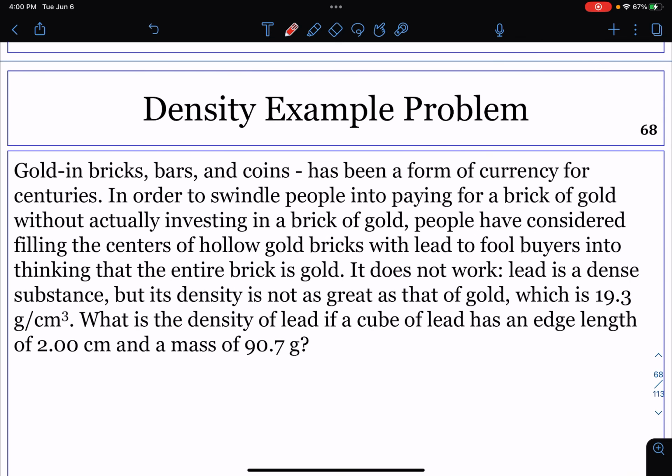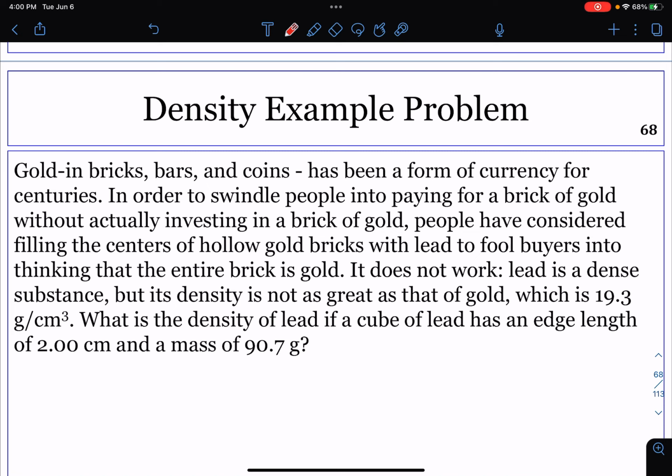Gold in bricks, bars, and coins has been a form of currency for centuries. In order to swindle people into paying for a brick of gold without actually investing in a brick of gold, people have considered filling the centers of hollow gold bricks with lead to fool buyers into thinking that the entire brick is gold. However, this does not work. Lead is a dense substance, but its density is not as great as that of gold, which is 19.3 grams per cubic centimeter. What is the density of lead if a cube of lead has an edge length of 2 centimeters and a mass of 90.7 grams?